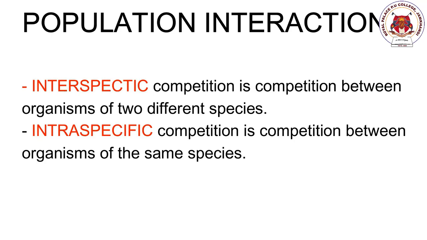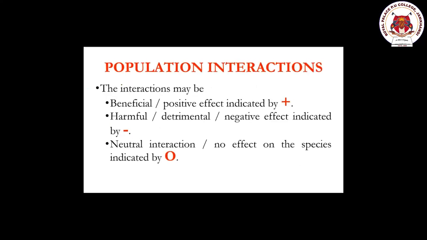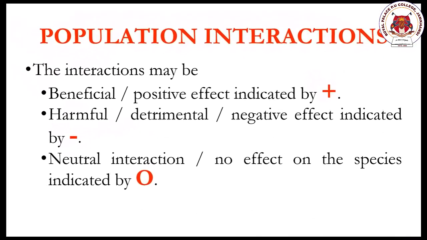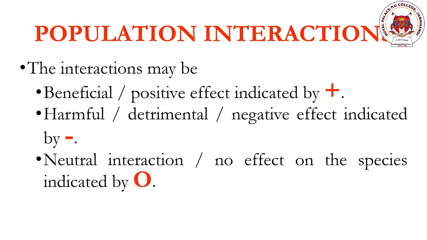Okay, so these kind of interactions will be of 5 to 6 types, but can be represented by some notations here. So let us understand these notations. We give a positive sign to these interactions when we talk about beneficial categories and profit categories. We mention a negative sign or minus sign when we talk about the loss categories or harmful categories, or sometimes it is also called detrimental categories. We write zero as the neutral interaction or no effect at all.